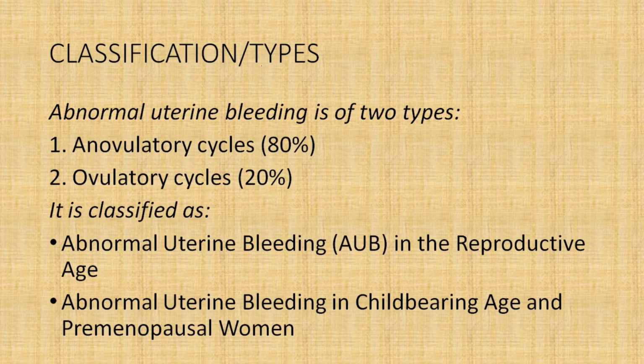So what are the classifications/types of AUB? Abnormal uterine bleeding is of two types: anovulatory cycles, that's 80%, and ovulatory cycles, that's 20%. It is classified as abnormal uterine bleeding in reproductive age, abnormal uterine bleeding in childbearing age, and in premenopausal women.